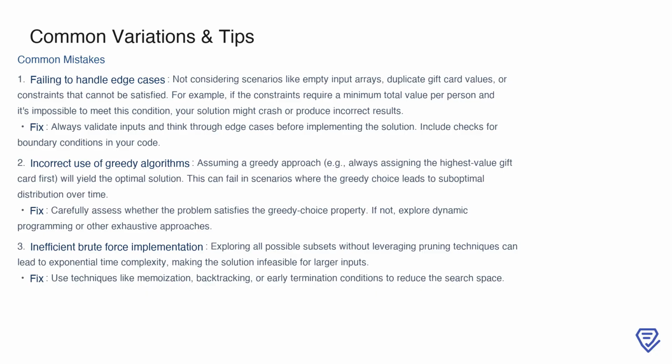Another frequent mistake is the incorrect use of greedy algorithms. While it might seem intuitive to always assign the highest value gift card first, this approach can lead to suboptimal distributions over time if the problem doesn't satisfy the greedy choice property. In such cases, alternative approaches like dynamic programming or exhaustive search might be necessary. Lastly, a brute force implementation that explores all possible subsets without pruning can become computationally infeasible as the input size grows. Techniques like memoization, backtracking, or applying early termination conditions can help reduce the search space and improve efficiency.